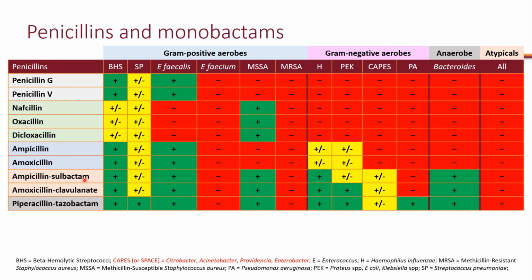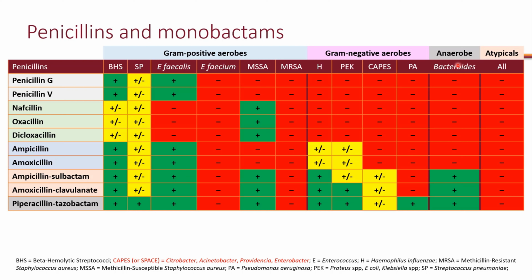Now, by adding beta-lactamase inhibitors to these two, so now if you combine ampicillin to sulbactam and amoxicillin with clavulanate, you gain some of these activity. So now the penicillinases from Staphylococcus aureus are neutralized by these beta-lactamase inhibitors. So ampicillin-sulbactam and amoxicillin-clavulanate are active against MSSA, and they do gain better activity for gram-negative organisms. So, and more importantly, they also gain activity against bacteroides, which are anaerobic organisms.